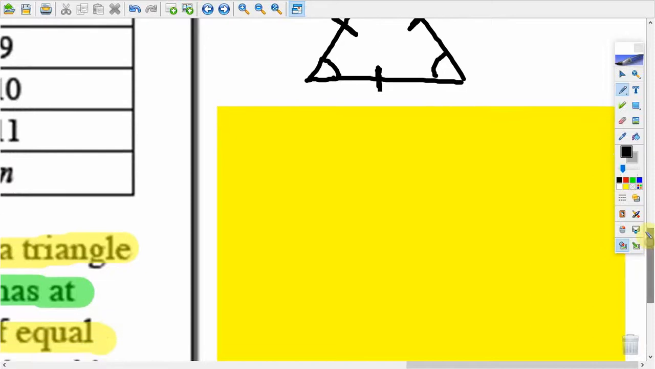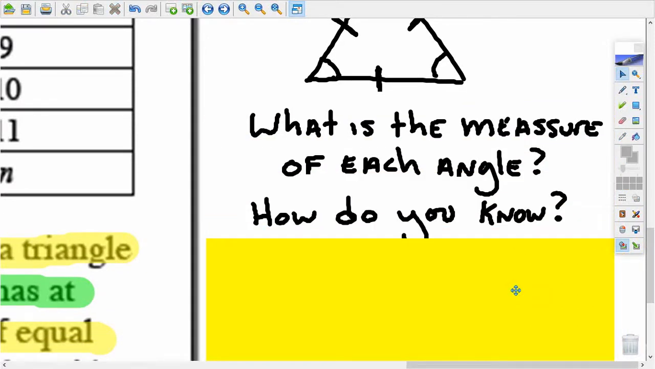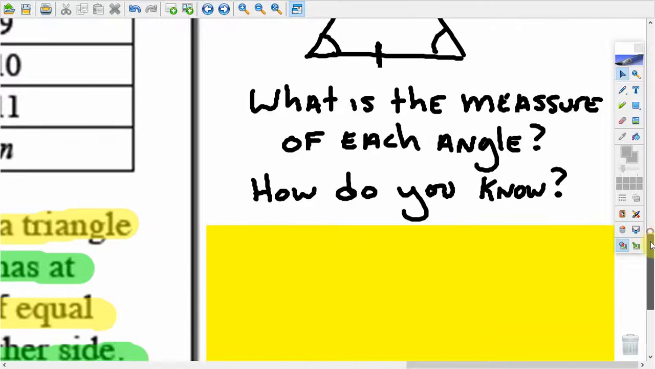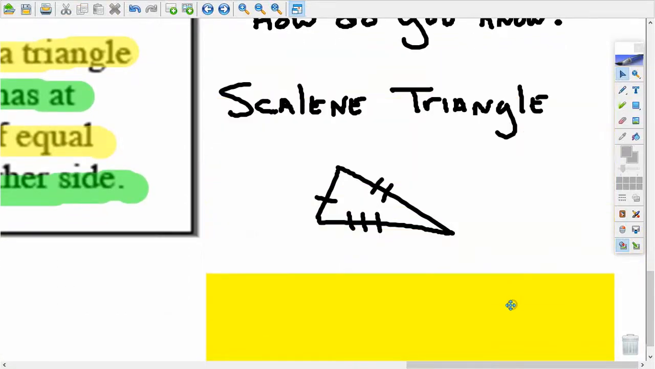So I have a question for you that you should be able to figure out, which is, what is the measure of each angle inside that equilateral triangle? How do you know? Think about that, write that down in your math notes and be ready to talk about it tomorrow. And finally, we have the scalene triangle, where all sides and all angles are different. And so those would be marked to show that they're different. So we have a single mark, a double mark, and a triple mark indicating that all the sides are different.